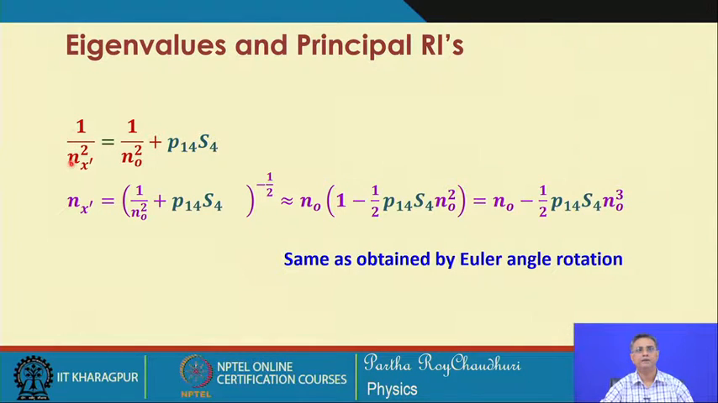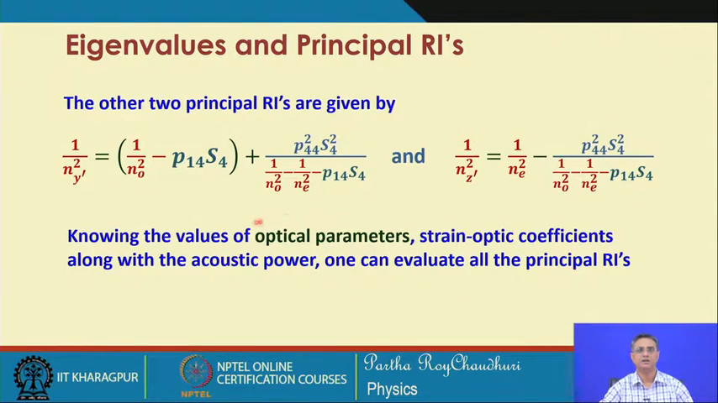So, 1 by n_x square, this quantity we have seen earlier. After doing this binomial expansion and retaining only the first term, we can show that the change in n_x, the refractive index along the new principal axis along x, is this, which is the same as that obtained by the Euler angle rotations, and for n_y' and n_z' we have this expression. So, we have been able to calculate all the new principal refractive indices.